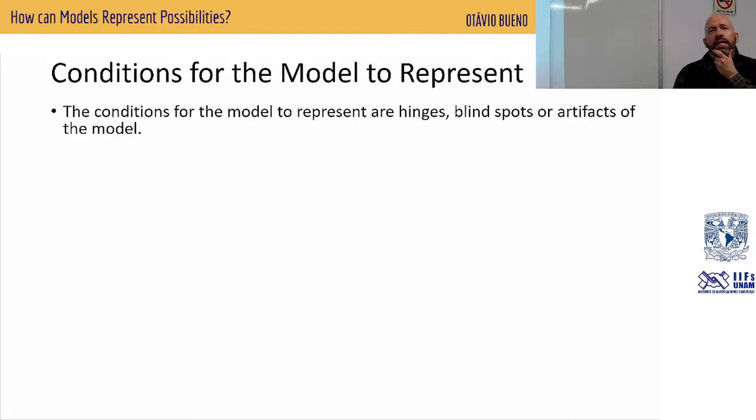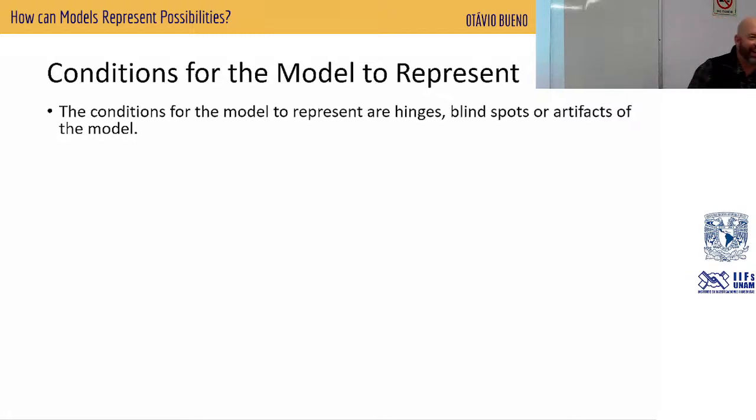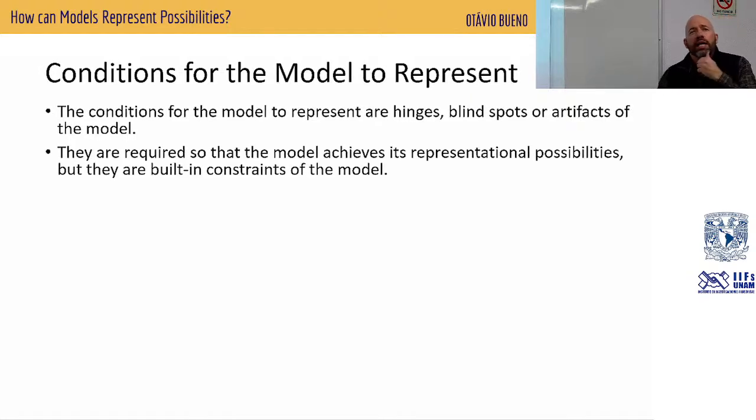Okay. Now, the conditions for the model to represent, you can think of them as hinges, blind spots, artifacts of the model. Whatever things need to be held fixed so that other parts of the model can do their representational work. They are required so that the model achieves its representational possibilities, but they are built-in constraints in the model. So there are certain things that the model cannot represent so that it can then represent other things. That's the idea of what's happening here.